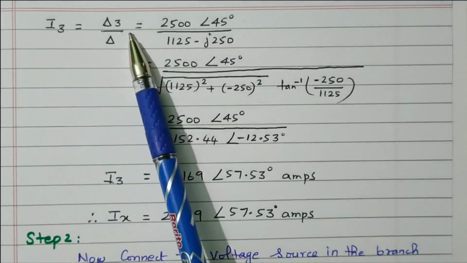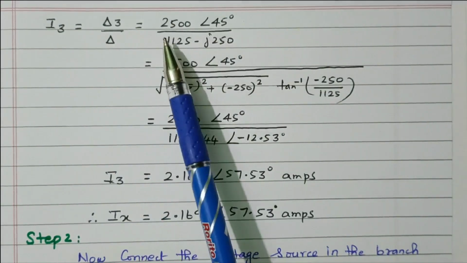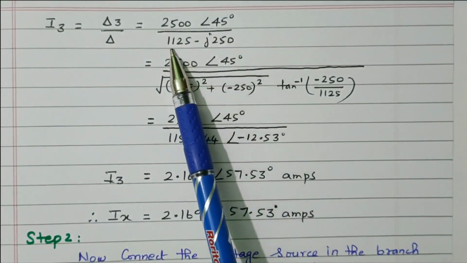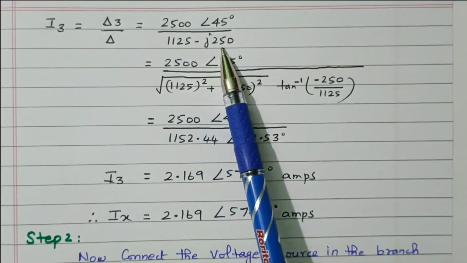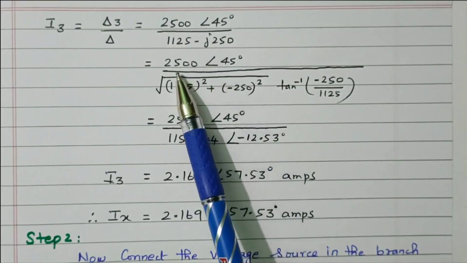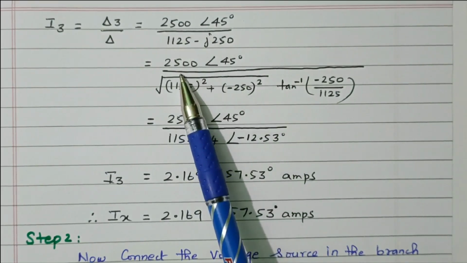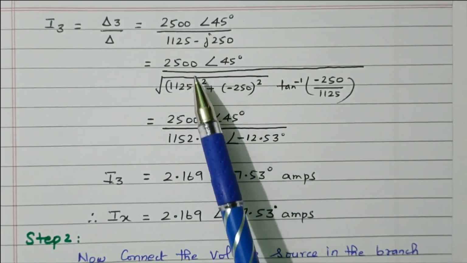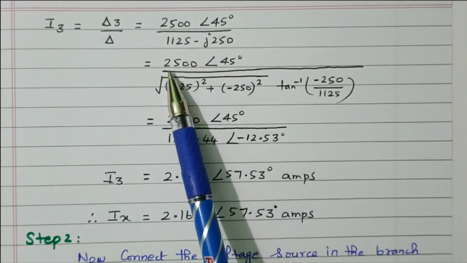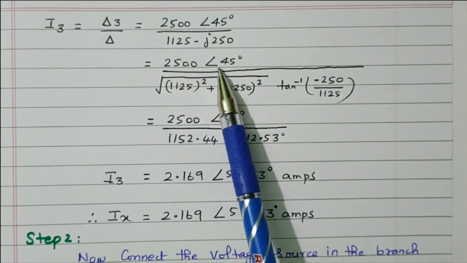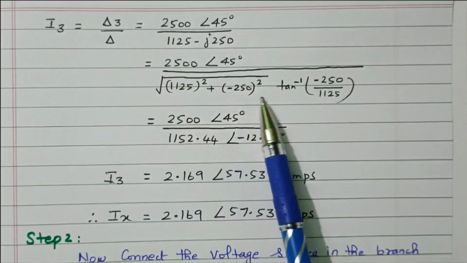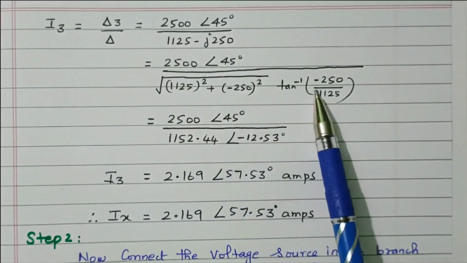So I3 equal to delta 3 divided by delta. Delta 3 is 2500 with an angle 45 degree. Delta value is 1125 - j250. For the division, we need to divide this. Further, the rectangular form is needed if it is rectangular form, we can divide. So this is available in polar form. Polar form is needed. This is already in polar form. Polar form means magnitude and angle. But this is available in rectangular form. It should be converted into polar form, that is magnitude and angle.